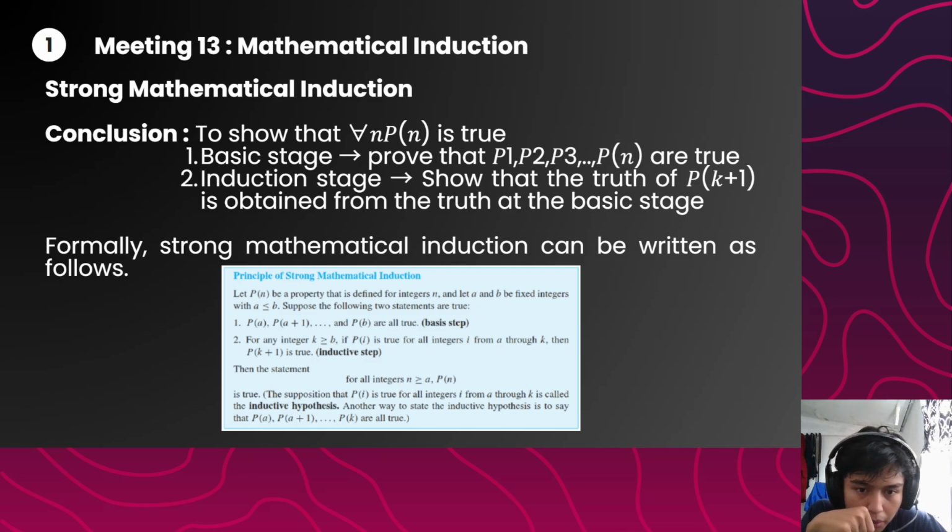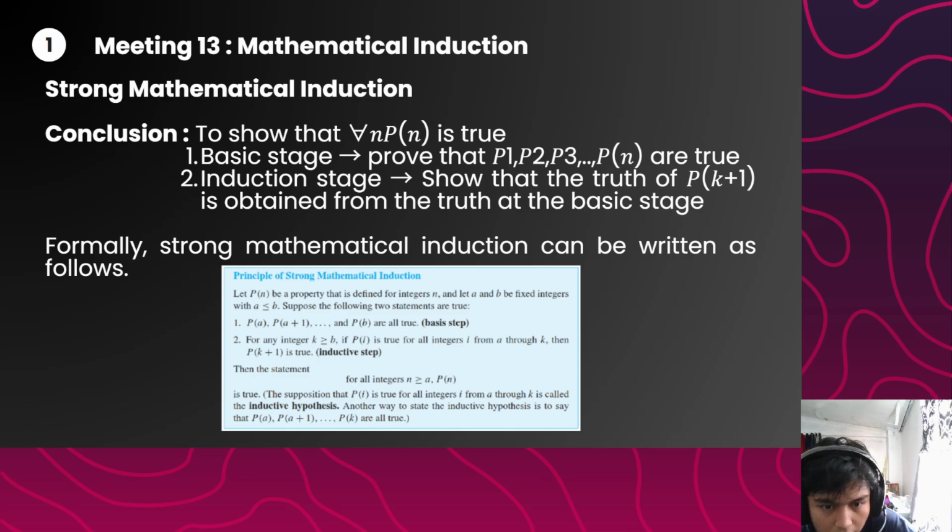Let Pn be a property that is defined for integers n, and let a and b be fixed integers with a less than b. Suppose the following two statements are true. Number 1, Pa, Pa plus 1, up to Pb are all true, and that is the basic step. And number 2, if for any integer k greater than b, if Pi is true for all integers i from a through k, then Pk plus 1 is true, and that is the inductive step. Then the statement for all integers n greater than a, Pn is true.